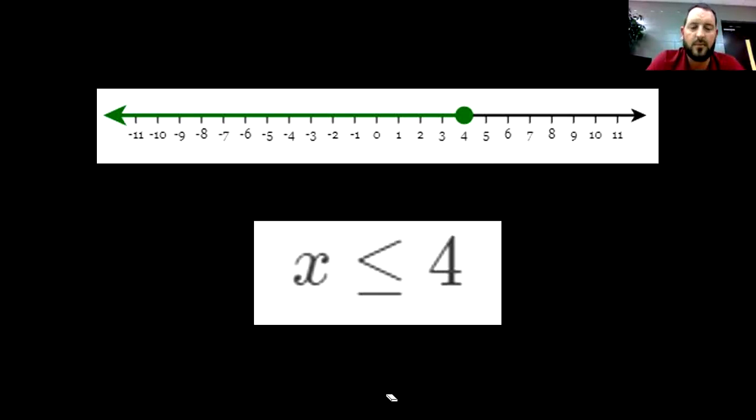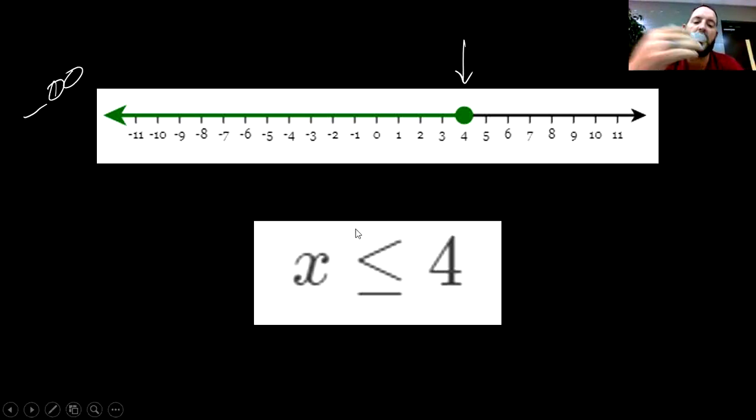It says, this is my closed circle at 4. So now 4 is included in that value. So it could be 4 and everything smaller than 4. So again, we're paying attention to it arrives at 4 and 4 is included, and then it's everything to the left. We agreed, how far does this thing go? Well, it goes all the way to negative infinity. So our symbol down here, x is less than or equal to 4. That means anything less than or equal to 4 is part of our values.